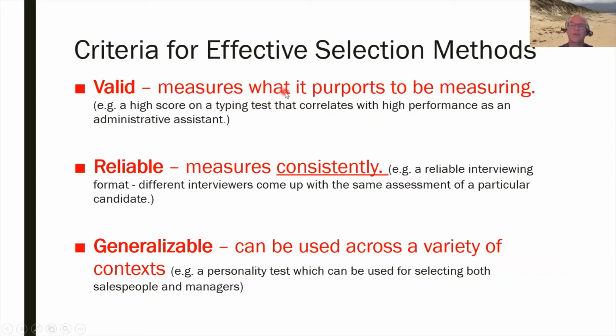Now, if we measured it on a manual typewriter, probably not so good. Boy, that's an old, how about computer? Yeah, let's get with the 1980s here, Bill, or 1990s. So if you're using the same type of computer keyboard that you have on the job, that would be a valid test. It measures typing speed, and typing speed correlates with high performance as an admin assistant. So I would say that would be a valid test.